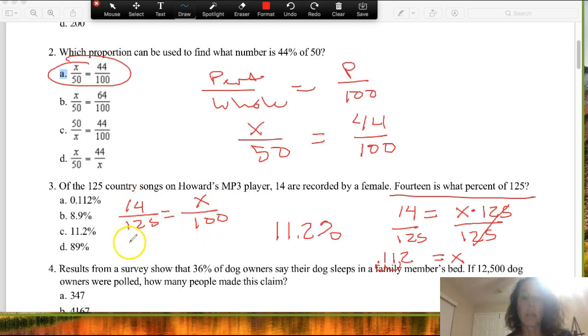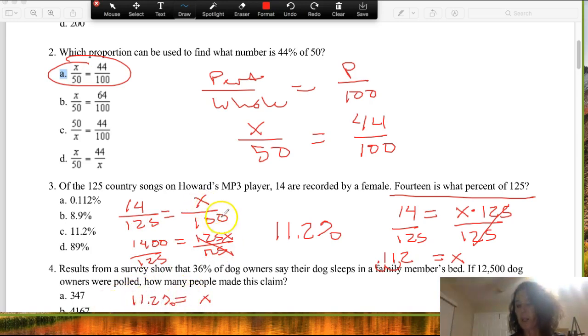You would go 14 times 100, which would give you 1400. And that equals 125 times X, which is 125X. Then divide by 125 on both sides. And you would come up with X equals, this would just give you 11.2% already. You wouldn't have to move the decimal over because you already multiplied by 100. Multiplying by 100 is how we move our decimal over 2 places. So you get the same solution if you set up the proportions, if you prefer that way.